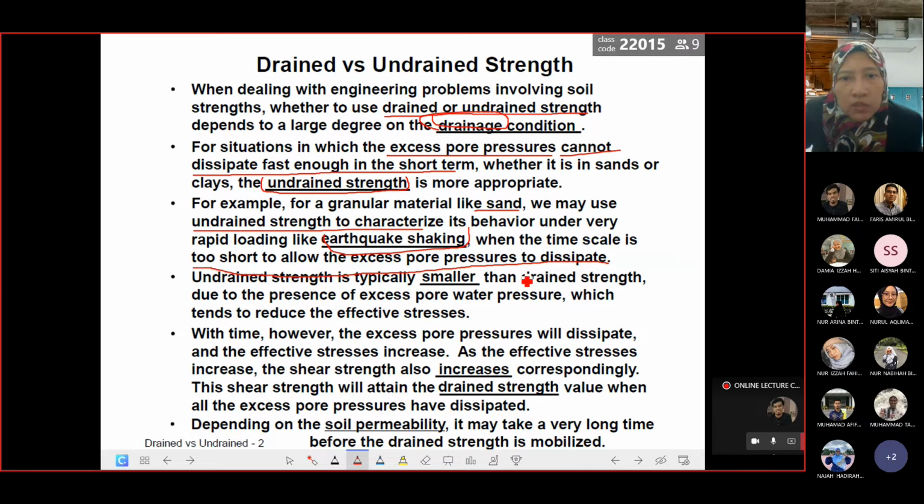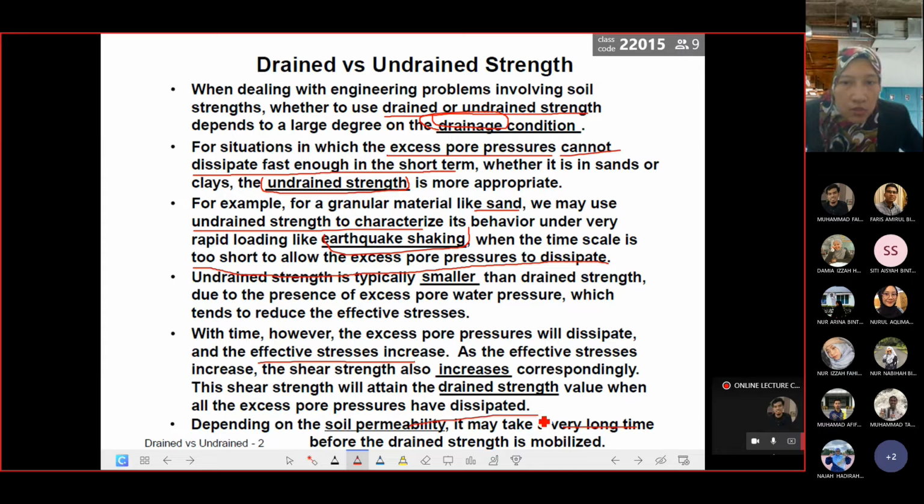memang kalau kata selalu kita faham population ni dia main dengan clay kan, tapi sometimes it also can be involved dengan sampel jenis sand granular. As I said lah, dia tengok kat mana application design you. Undrained strength is typically smaller than drain strength due to the presence of excess water pressure which tends to reduce the effective stress. So ini yang ni pun penting. With time, the excess water pressure will dissipate and the effective stress increases. As the effective stress increases, the shear strength also increases. So the shear strength will attain the drain strength value when all the excess water pressure has dissipated. So this is depending on the soil permeability and it takes very long time, both drain and undrained.